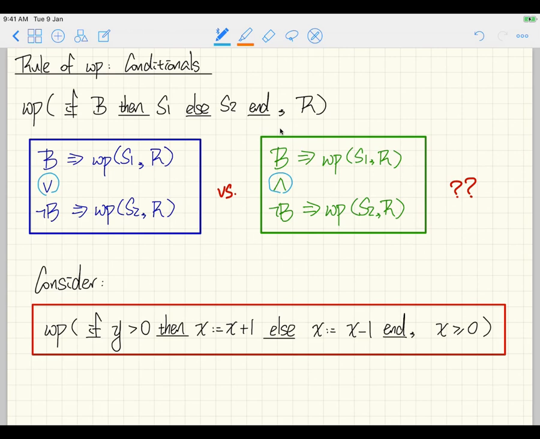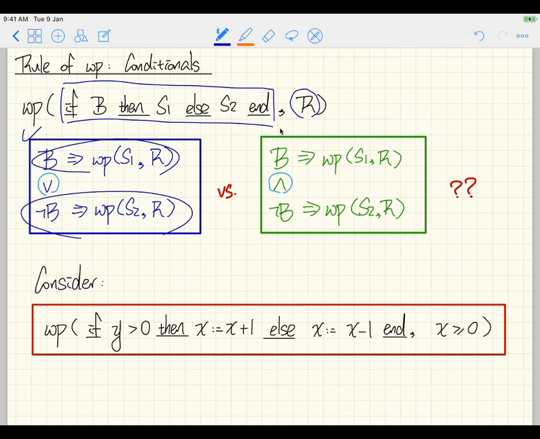Thinking this way, if I'm given this particular alternation over here, eventually I want to establish R, right? That's what it means. The blue one simply tells me that as long as one of the branches is going to establish the postcondition, that'll be okay. That's why I use disjunction over here. The green one is really saying both branches must be able to establish the postcondition. Intuitively, this should make more sense because at runtime, you may go to either branch.